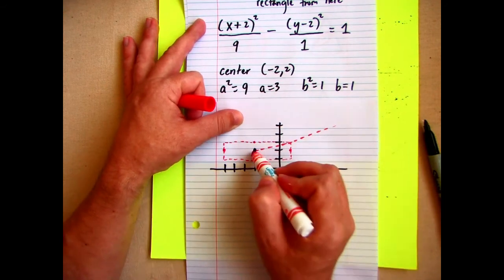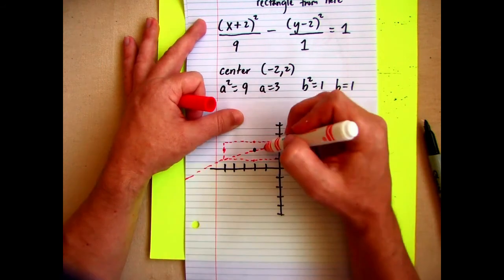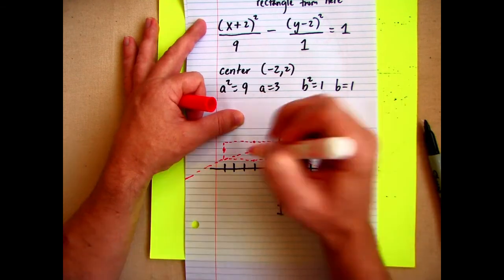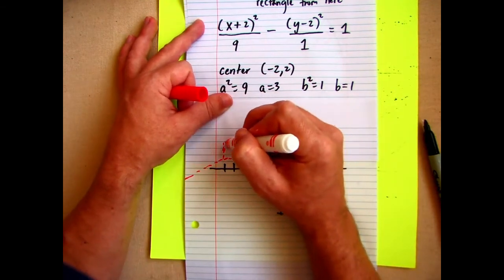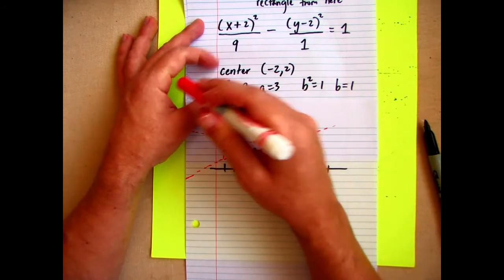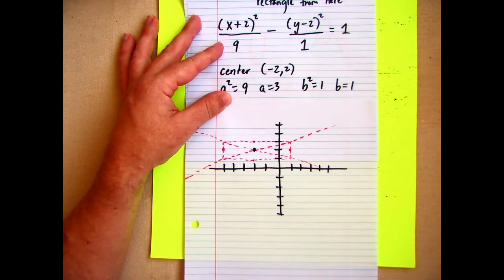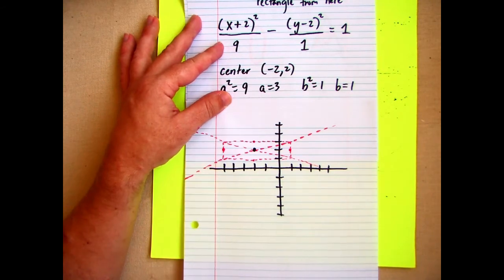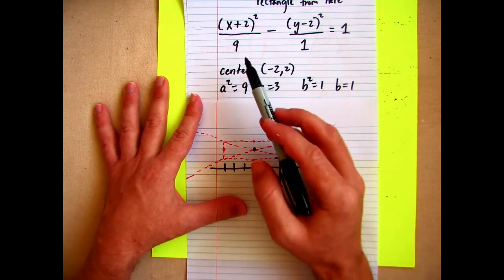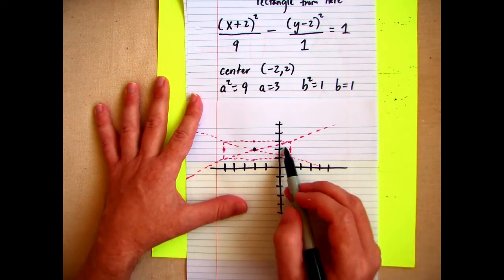So these diagonals through the rectangle are our asymptotes. Our hyperbola is not going to touch those asymptotes. And remember, I mentioned a moment ago that because x squared is first, that means that we're opening left and right.